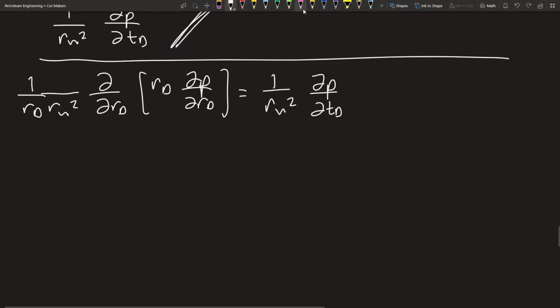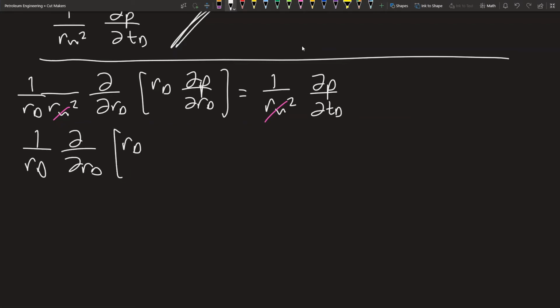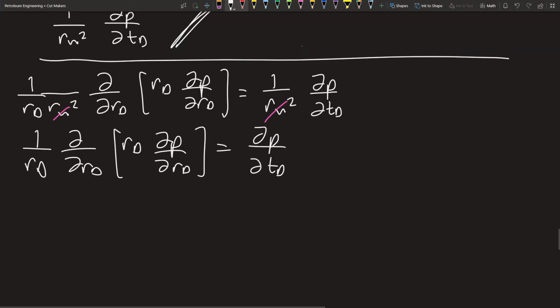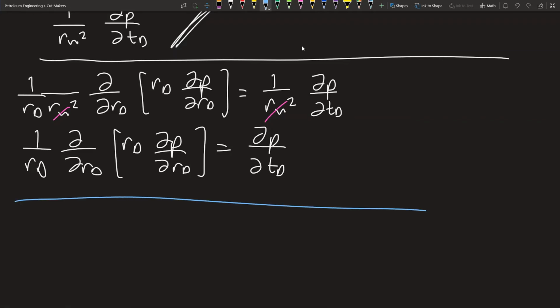Can't choose color for some reason. Okay, now I can. So this cancels out with this. So now we have 1 over r sub d dou over dou r sub d, r sub d dou p over dou r sub d is equal to dou p over dou t sub d. Now we'll move on to the final part, which is dimensionless pressure.